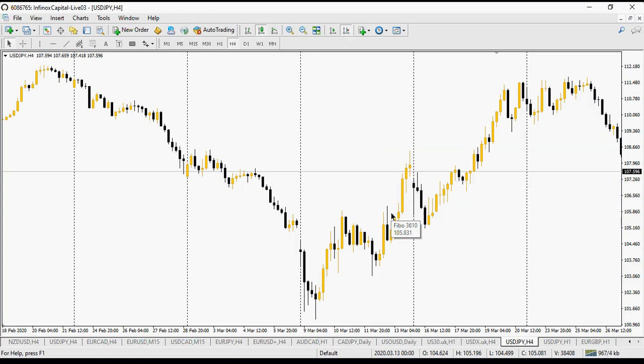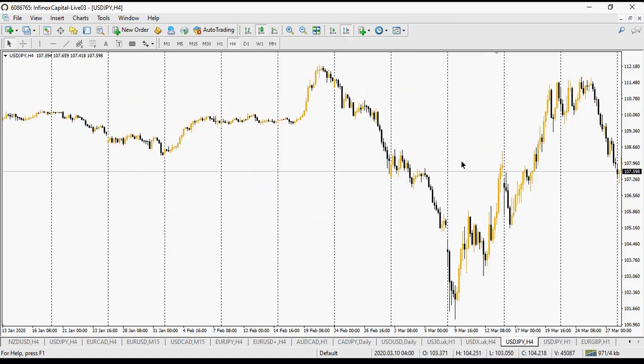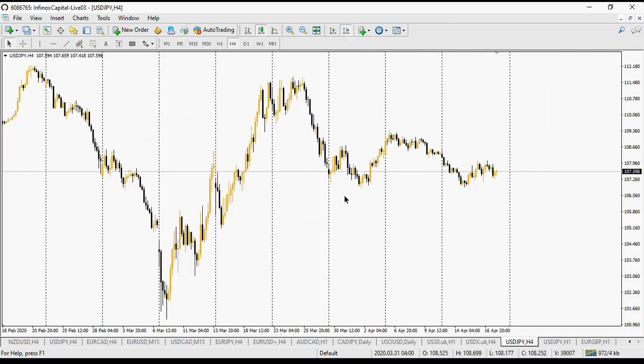Now let's look for a bearish trend and see if this thing holds also. Let's take this move for example. Market moved from here down to this point, and then at this point it also went down to this point.